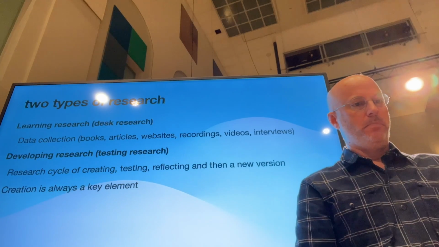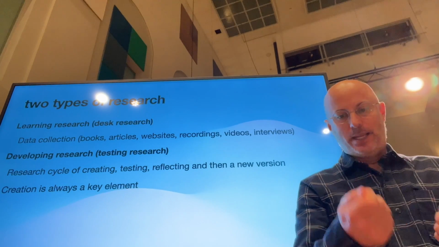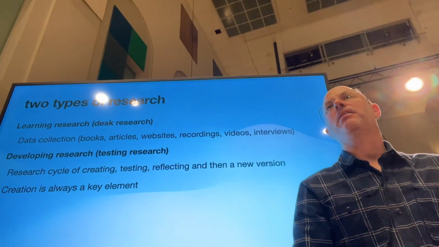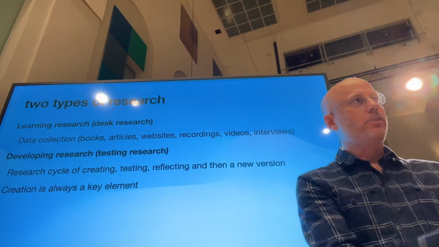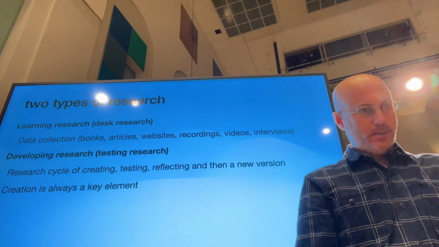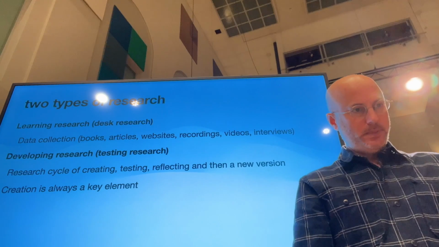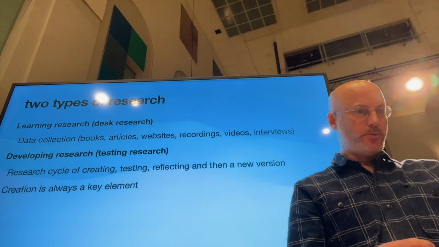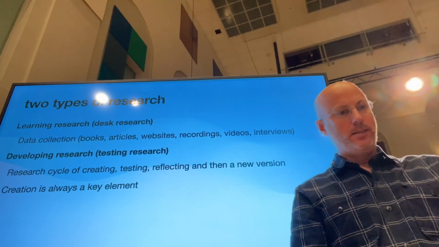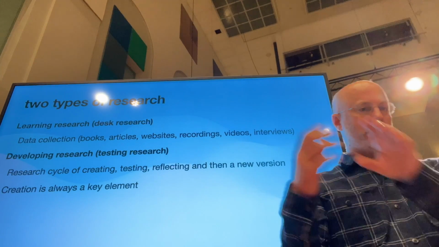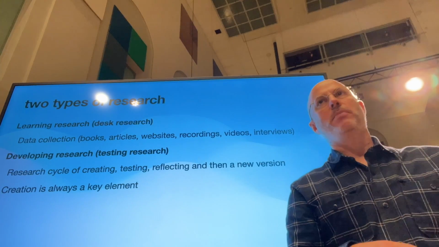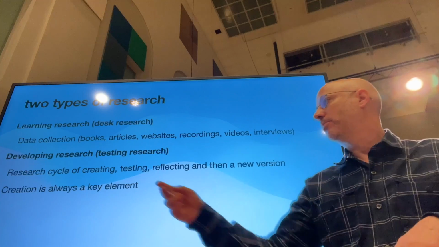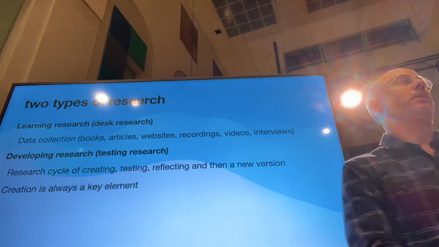So, like I'm going to test if this works, I'm going to try this out, so we're always also testing things. And then there's this research cycle, where you're creating, testing, getting results and reflecting upon it, and then making a new one. So I'm going to talk more about that later on, the research cycle.